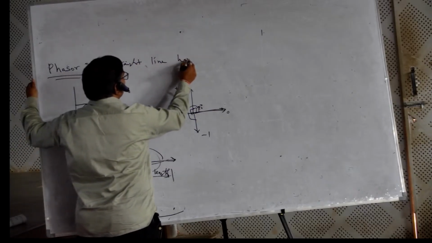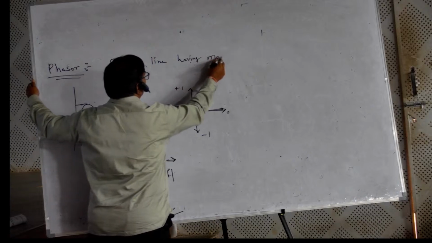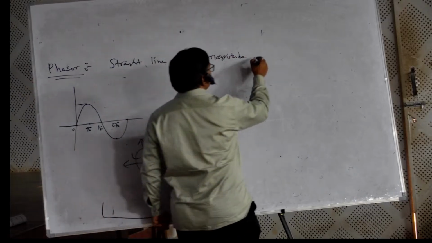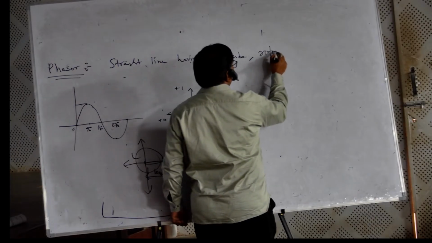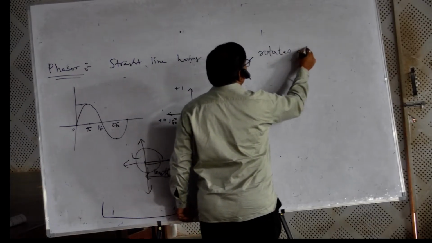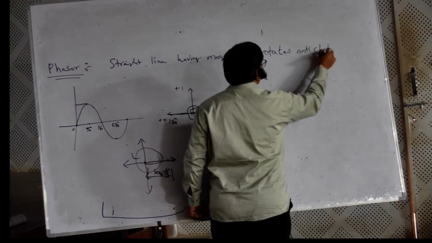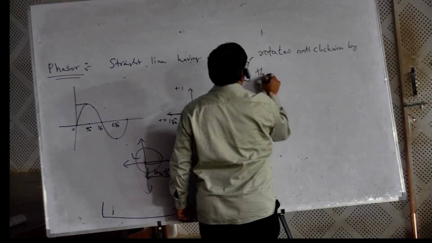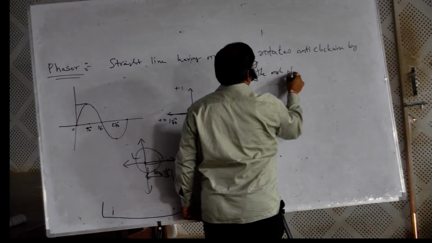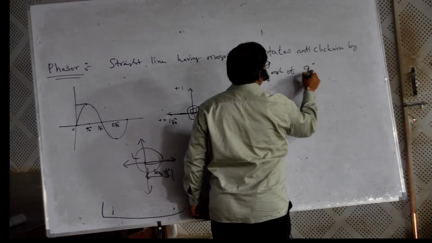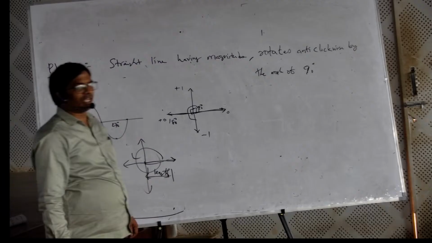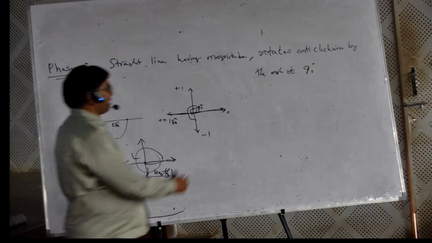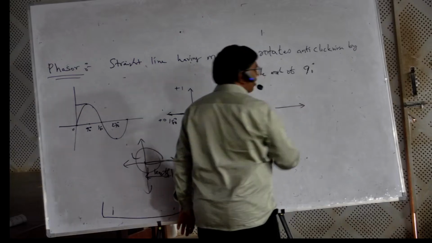having the magnitude which rotates anti-clockwise by the angle of 90 degrees. This is the definition. So instead of drawing a full waveform, I am simply saying it is a sine waveform.